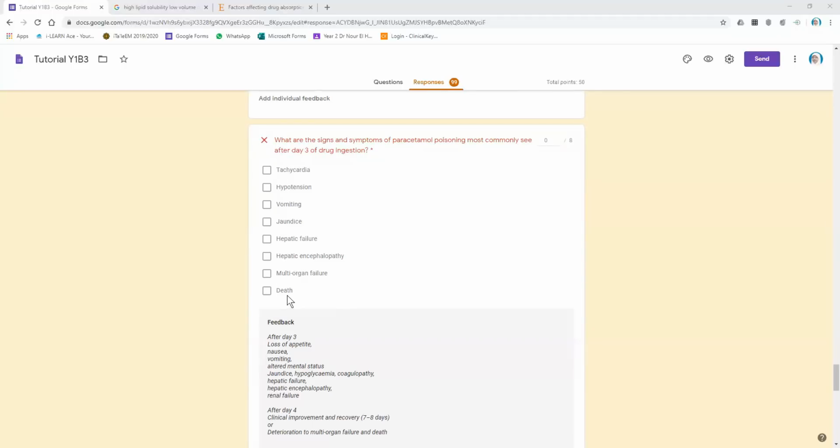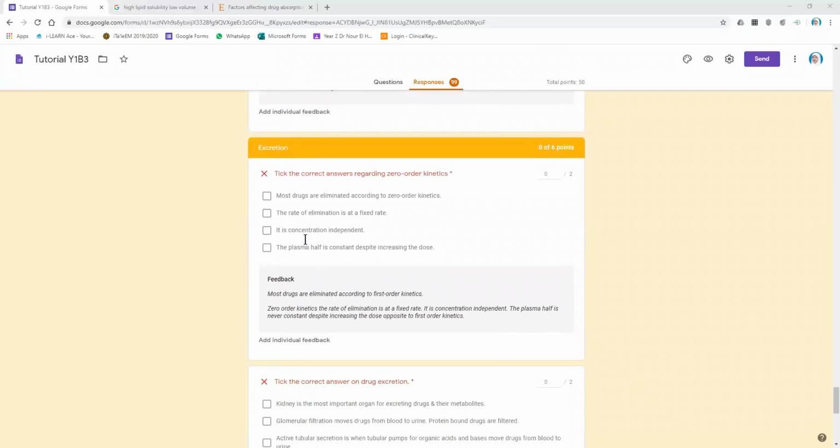Tachycardia and hypotension we usually see during the first or second day because it's acute. But once it enters day 3, the patient will have less of those symptoms, but it already affects the liver. So that's why the patient may come with jaundice.